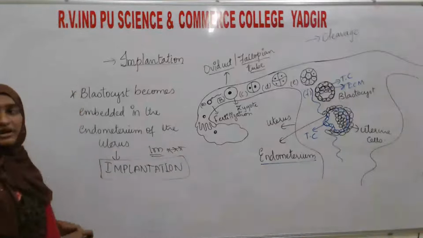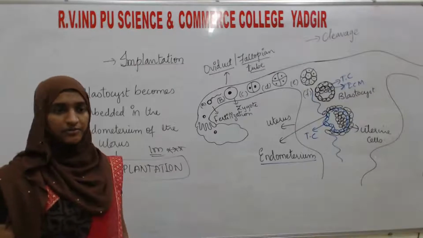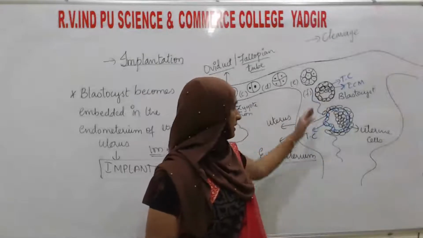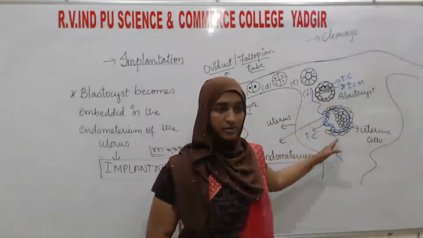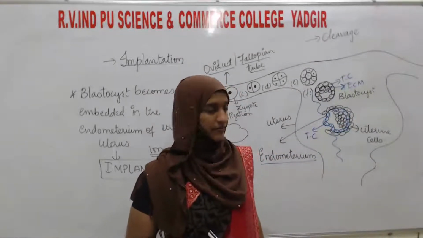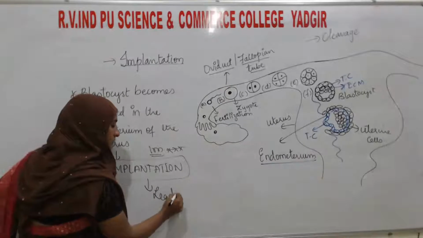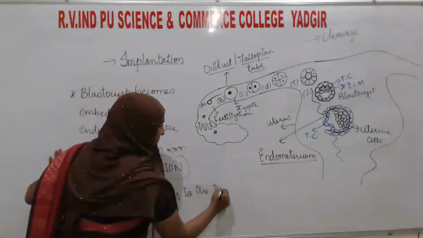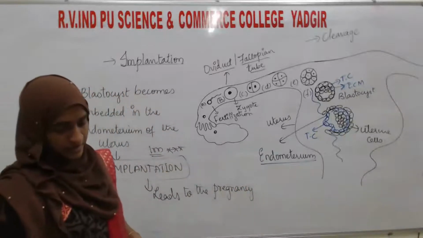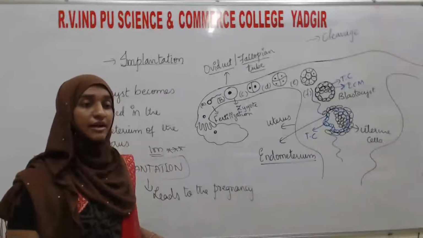What is implantation? Implantation leads to pregnancy. Fertilization, then cleavage, all this division we call cleavage. Next, implantation. Here I explained about implantation. After implantation, the pregnancy will start. Okay, so let's see further. This implantation leads to pregnancy. Okay, this was about fertilization and implantation. Next we will see about pregnancy and embryonic development.